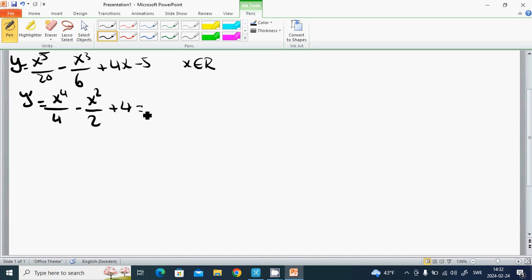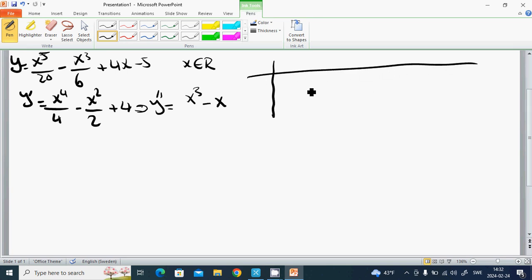And then y double prime is x^3 minus x. Then we are going to have a table. Create a table: x from minus infinity, 0, minus 1, and 1. We're moving 0 again, 0, and then plus infinity.